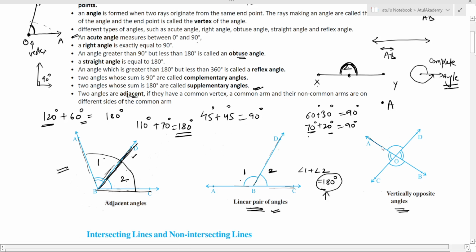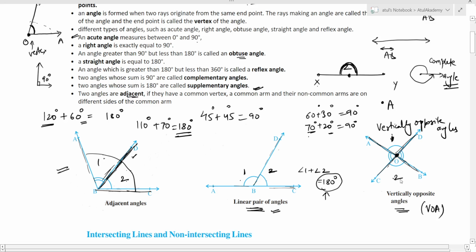Now let's see what are vertically opposite angles. You see over here there are two lines intersecting each other at a point O. When two lines intersect each other at a single point O, we get four angles over here. And what do we call them? These two opposite angles are known as vertically opposite angles. And we denote this by VOA.